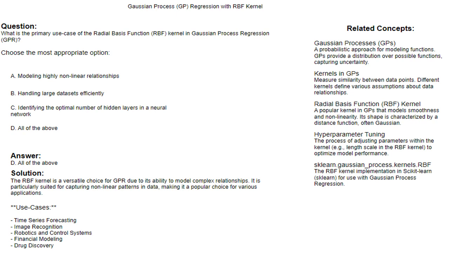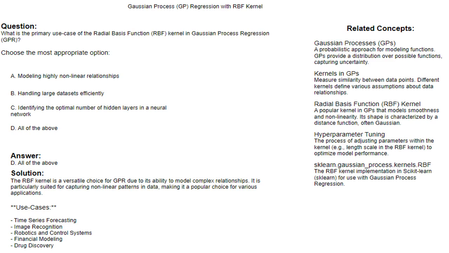True. B. Handling large datasets efficiently. Correct. While GPs are not inherently known for handling massive datasets, the RBF kernel can contribute to efficiency by enabling a sparse approximation of the GP model. This allows handling larger datasets without sacrificing accuracy. In practice, sparse GP methods with the RBF kernel can be used for larger datasets compared to dense GP models.